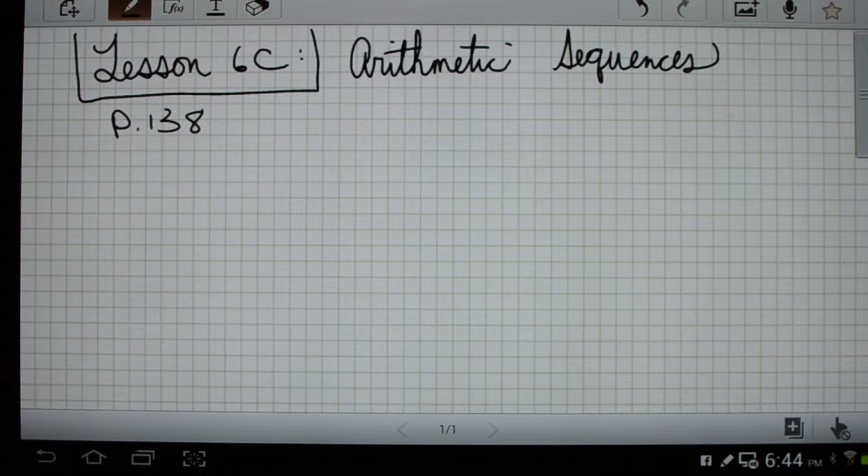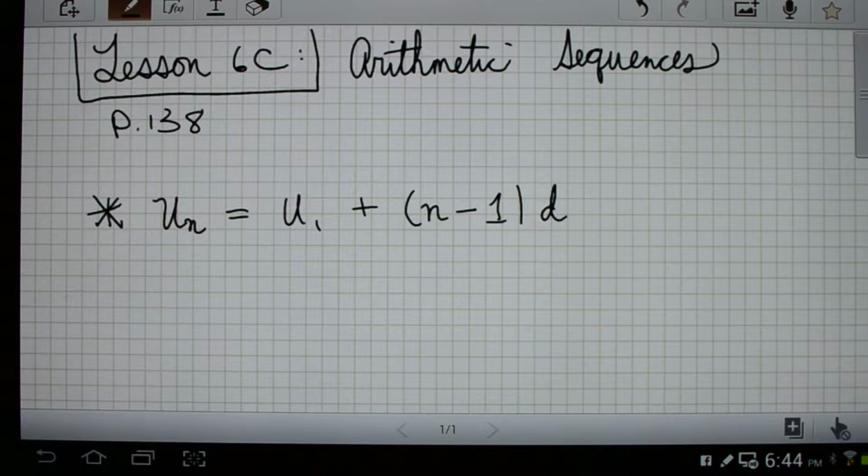Okay, so guess we'll just go straight to the worked example. Well, they have a rule. We'll go ahead and go with that. So this is in your formula booklet, and you're going to become very familiar with this rule. Un, that's the nth term. Un, the nth term, equals u1, the first term, plus n, that's the term number. So if it's like the third term, n would be 3. Minus 1 times d, which is the common difference.